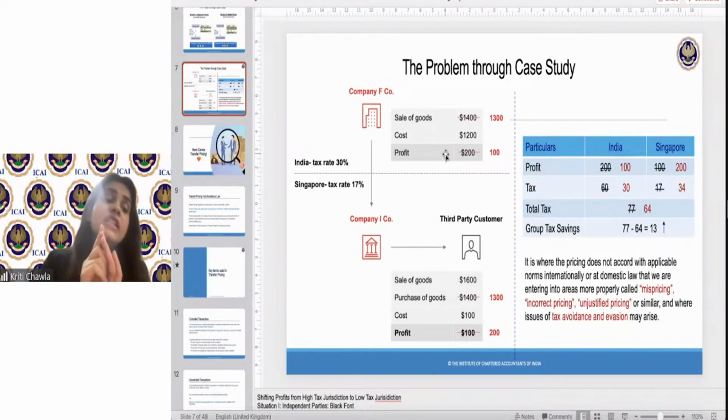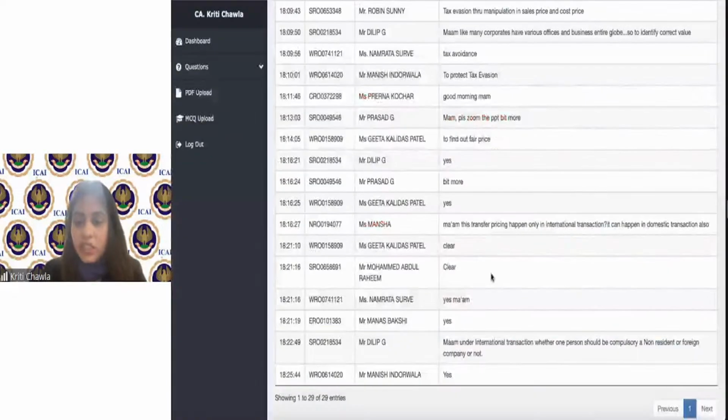Now let's look at this particular situation from another angle. Now let's say that company F and company I are related to each other. So now the transaction is that company F, which is the parent company, is selling the goods to company I, which is its own 100% subsidiary. And then company I sells it to third-party customers in Singapore. Now this is where we focus on the red font.